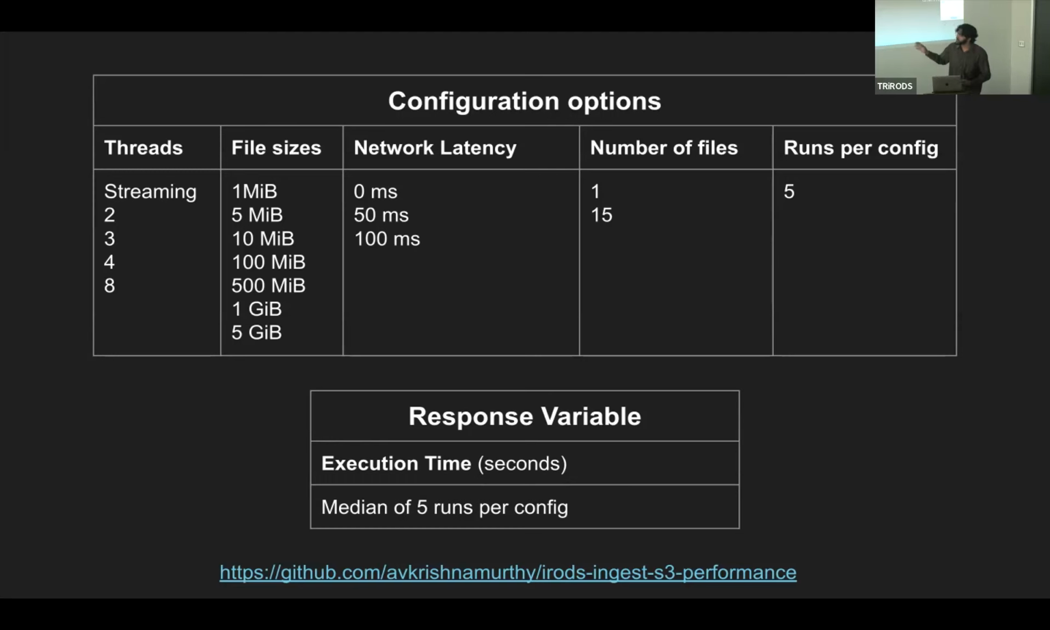And then the runs per config is how many times I ran each combination of the threads, file sizes, network latency, and number of files. I was just measuring the execution time of each run, and I took the median of those 5 runs. And there's a link to the repository where you can see the test scripts and data.